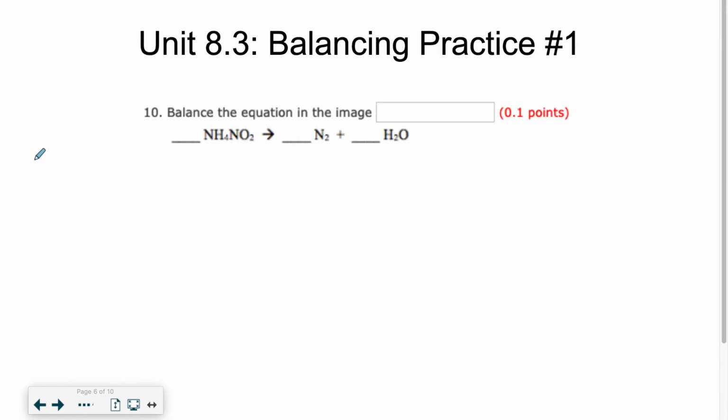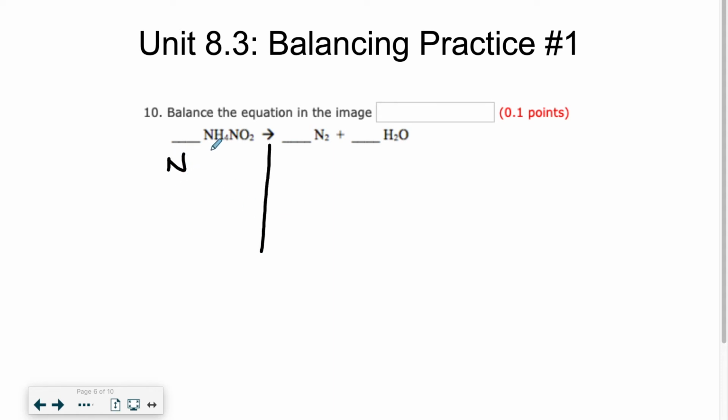All right, next we have 8.3, which was balancing practice number 1. Overall, the scores on the balancing practice assignments were pretty good. So if you have any issues with these, just let me know after. But overall, it looks like the class is picking up the balancing pretty quickly. For this one, what you want to do is put a line down the middle.